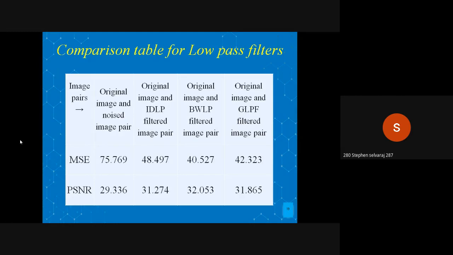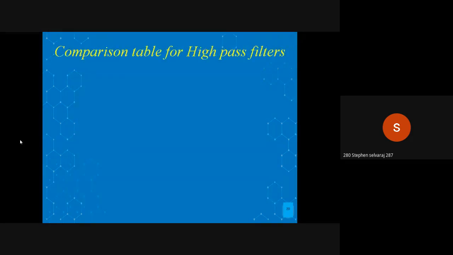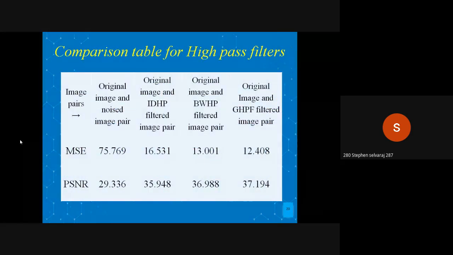So in this, we can see that the Butterworth low pass filter has the least MSE value and the greatest PSNR value, proving it to be the most efficient filter in the low pass category. And here we can see the same: the Gaussian high pass filter has the least MSE value and the greatest PSNR value, making it the most efficient filter in the high pass category.